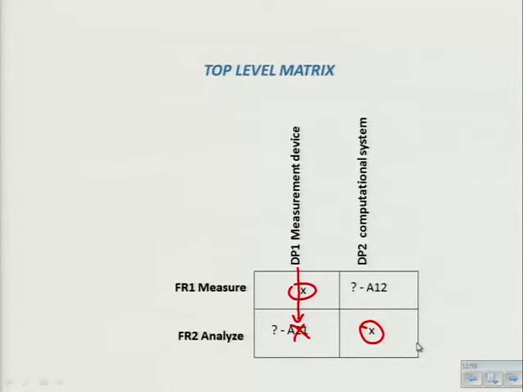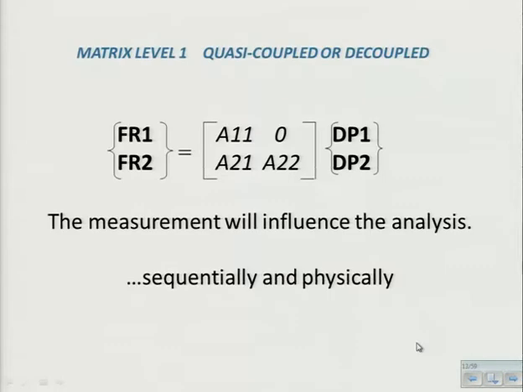Now, I need to work very hard then in a design problem like this to make sure that the A12 is a 0. Otherwise, I need to redefine things in order to avoid a fully coupled system. So what is DP2 doing, the computational system, to the measurement system? Well, the computational system doesn't drive the measurement system. The measurement system comes first, and I can make that independent. So this is going to be an O. So this is an X, that's an O. So I have a triangular matrix, as shown here.